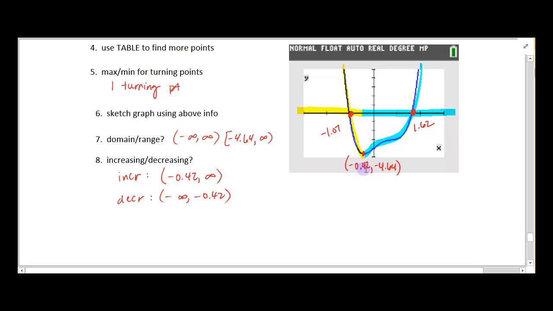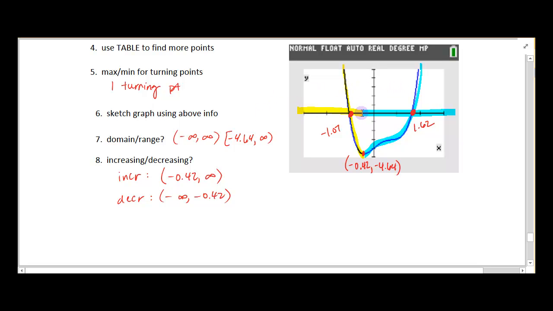I got it at these ordered pairs here, negative 0.42 and negative 4.64. So I could sketch the graph using the turning points, using the x-intercepts, perhaps a y-intercept, as well as the end behavior to get an understanding of what this looks like. As far as the domain and the range go, the domain is all real numbers, but the range for this function is from negative 4.64, the lowest y value possible, up to positive infinity. That's the range. And then I have the increasing and decreasing listed here as well.